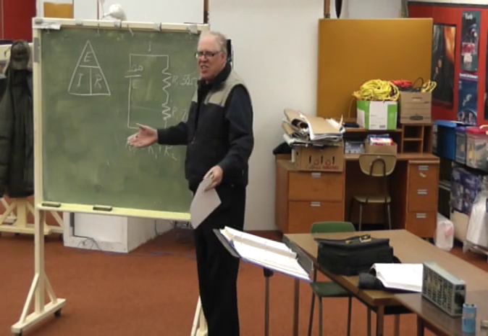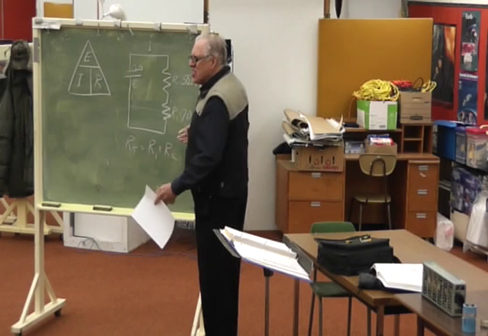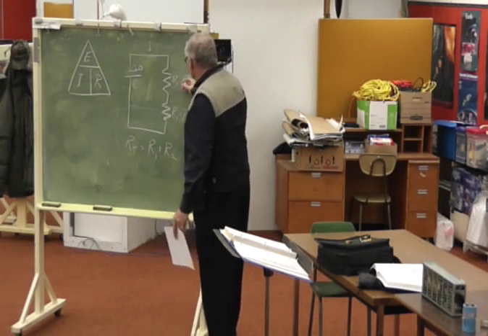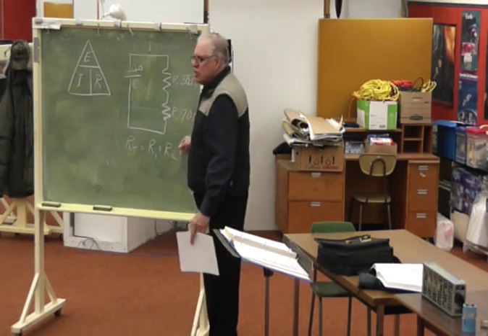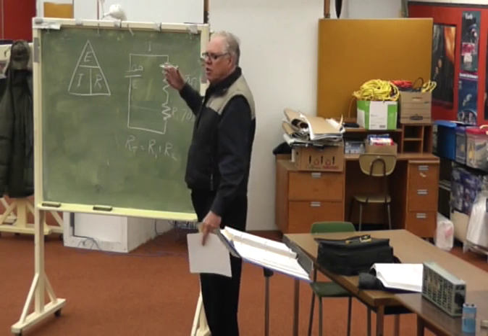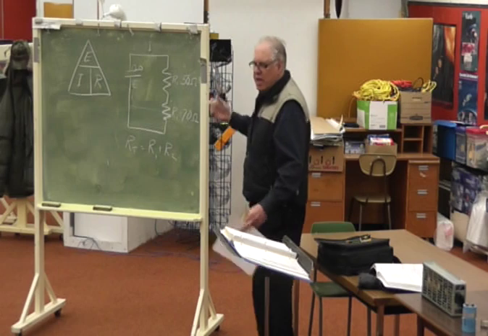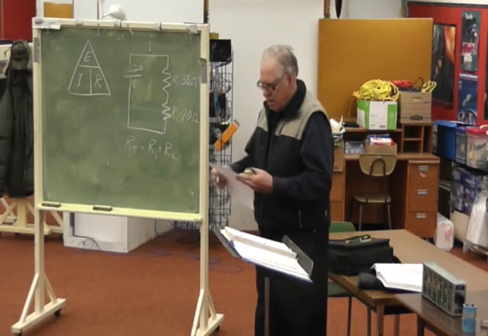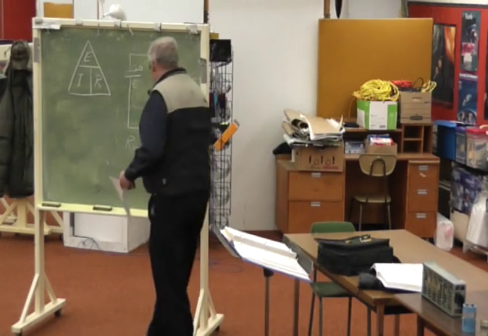I forgot to bring my calculator tonight, so I have to do these in my head. So 50 ohms plus 70 ohms is 120 ohms. So the current would be 1 amp. Okay.